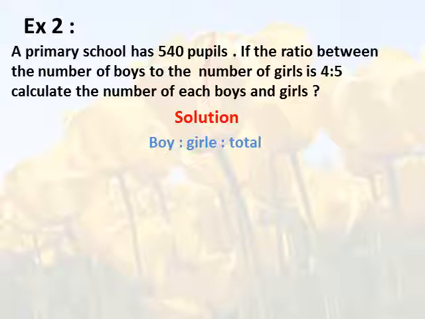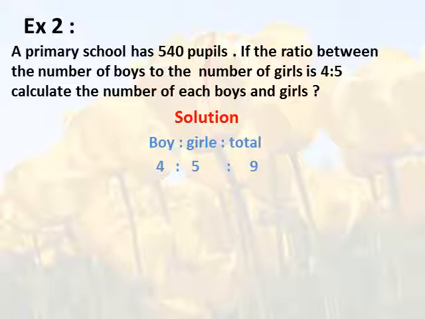For the ratio of the total, I will do the summation of the two ratios of boys and girls. 4 plus 5 equals 9. So again, boys to girls to total: the ratio is 4 to 5, and the total ratio equals 4 plus 5 equals 9.